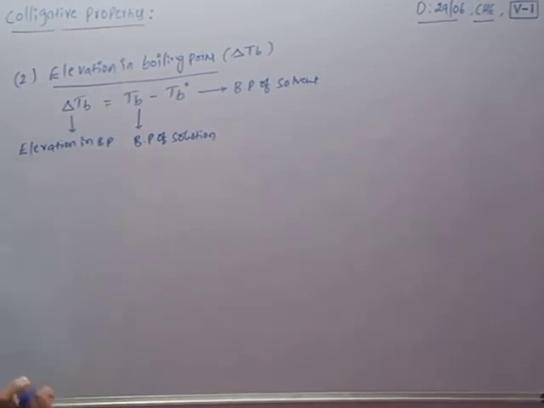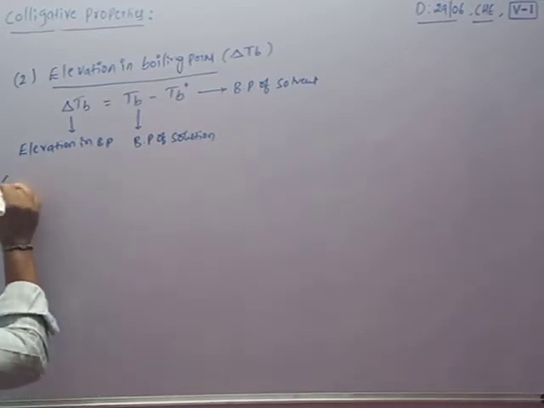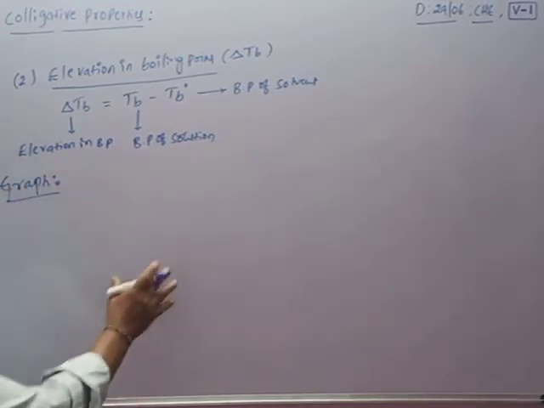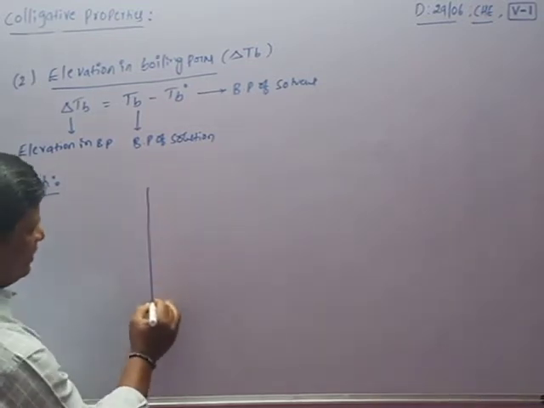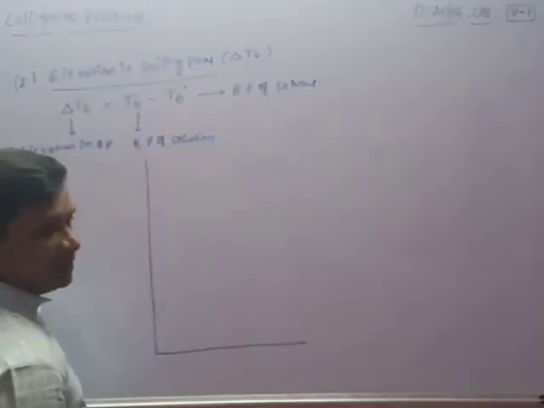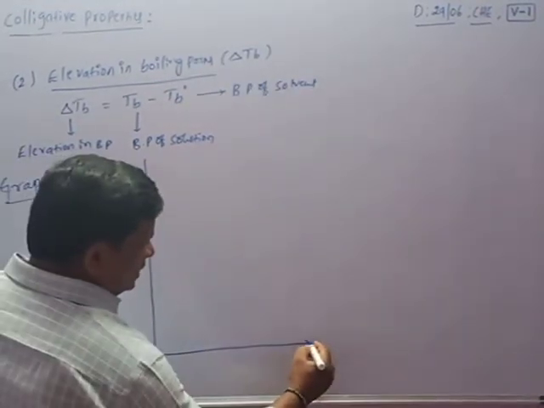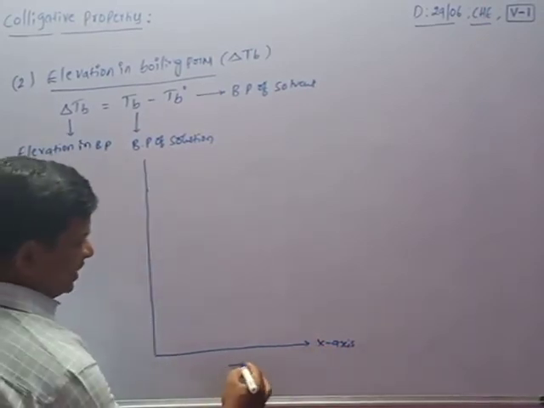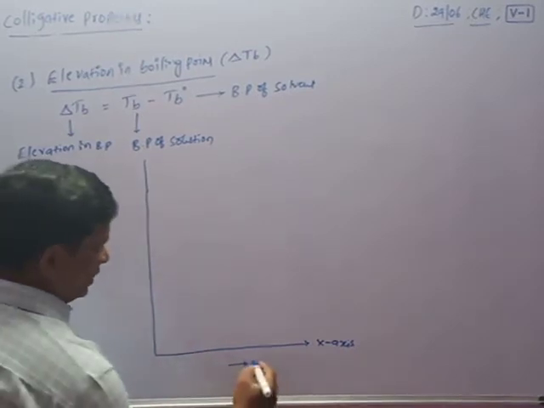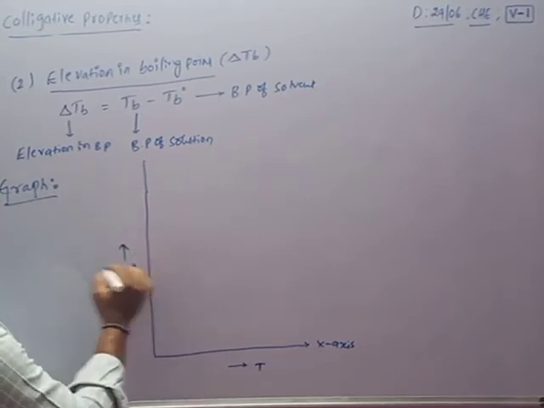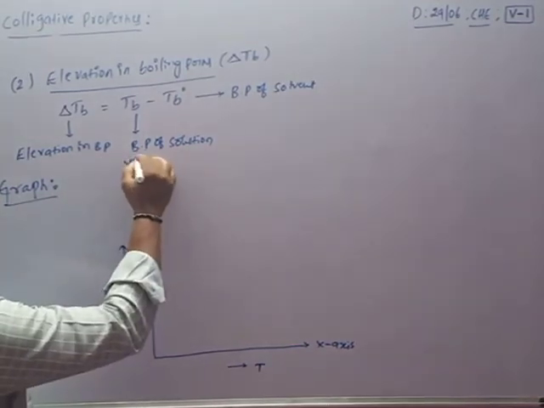Now, the graph is drawn between vapor pressure and temperature. Vapor pressure is taken on the y-axis and temperature is taken on the x-axis. Temperature here simply means boiling point.